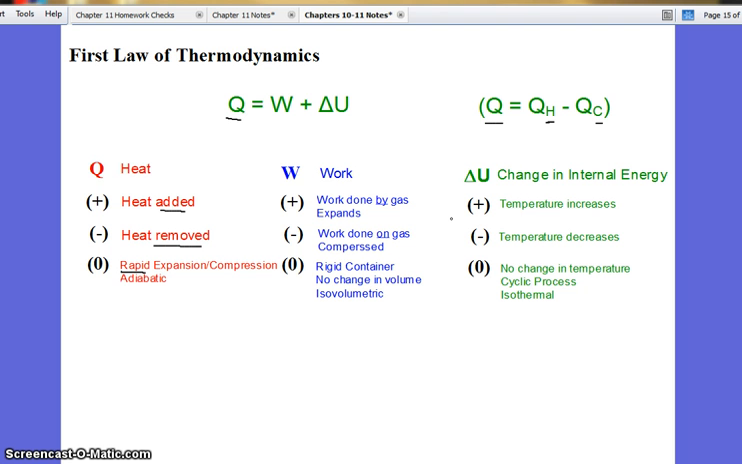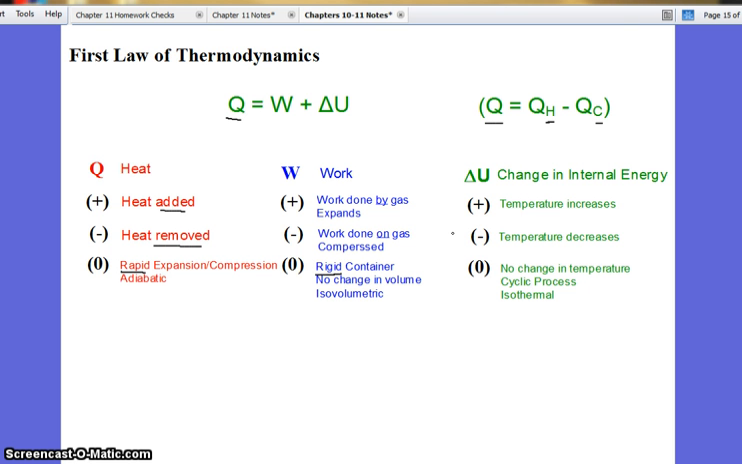Work is zero if it's an isovolumetric process, or an isochoric process, as it might more often be referred to. This means that there's no change in volume, and that'll occur if we're in a rigid container. So we want to watch out if it says a rigid container.